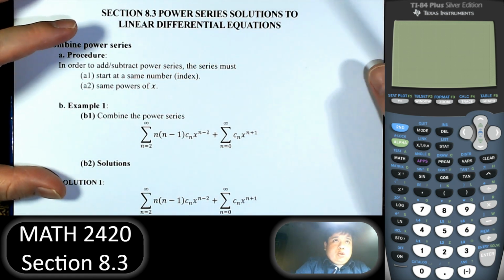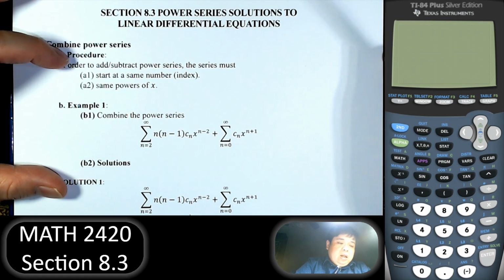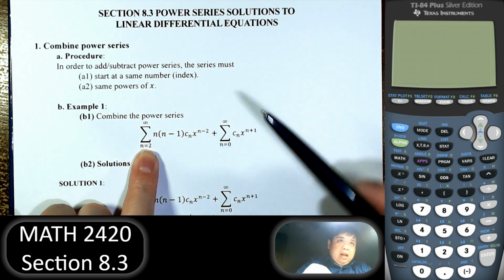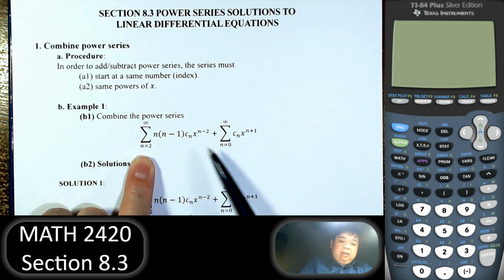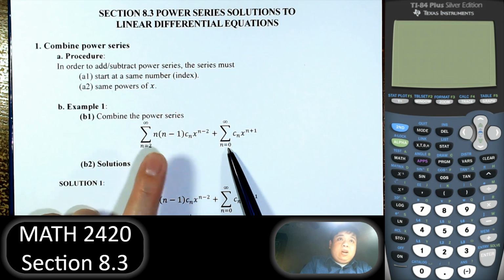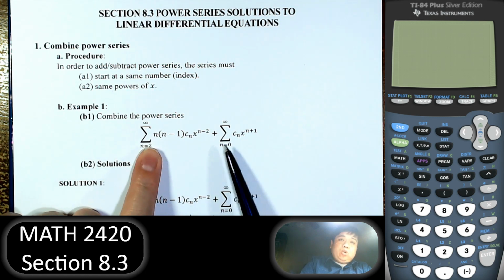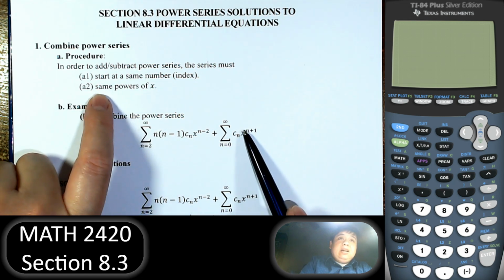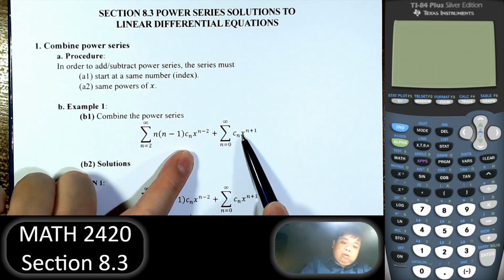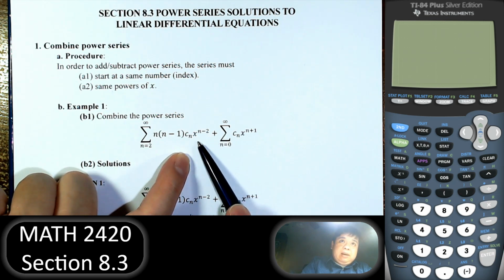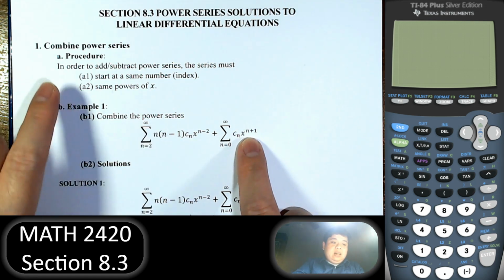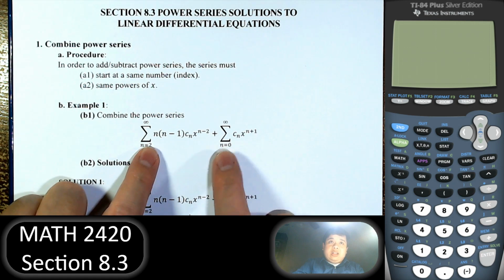In order to combine power series, we will need to have the series that start at the same index. So for this problem, we don't have them start at the same index, n equal to 0, n equal to 2. First, we have to make sure the index starts at the same number. And the second thing we need to check is that the powers have to be of the same degree. So two things: same degree on the x, and the same starting index.